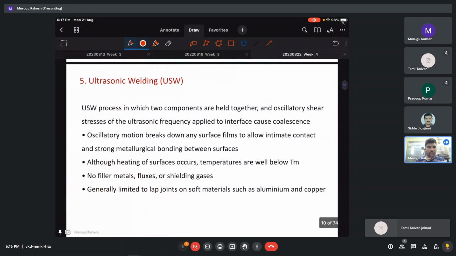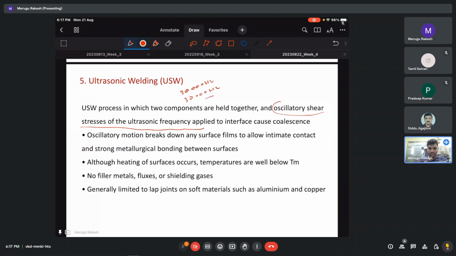Then we have this ultrasonic welding. Here we take advantage of very high frequency oscillations. We take this oscillatory shear stress of ultrasonic frequency, which is applied between two parallel sheets. One is kept stationary and one is vibrating at ultrasonic frequency, around 20,000 hertz to say 30,000 hertz. This oscillatory motion breaks down any surface films to allow intimate contact and a strong metallurgical bond. This we have to keep in mind.